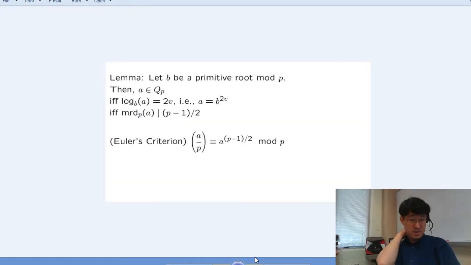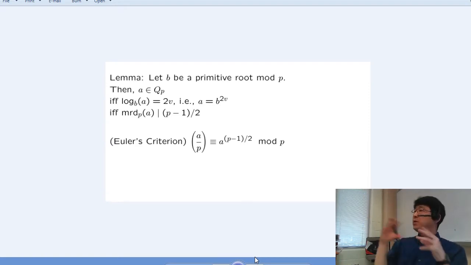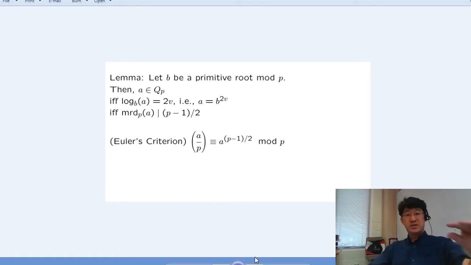So, summary here. Lemma: we started with a being a quadratic residue. We looked at the abstract statement. Primitive root is difficult to calculate, but it's in the middle of there. Then we can pull out the order condition, and using the order condition, even better, Euler's criterion. No need to know the order or primitive root. Just raise it to p minus 1 over 2. 1 or negative 1 will tell you whether it's a quadratic residue or not.